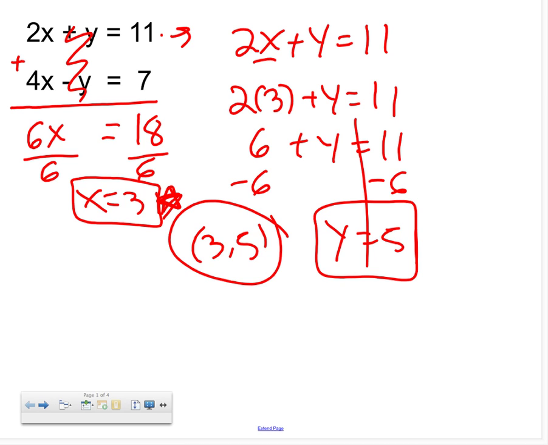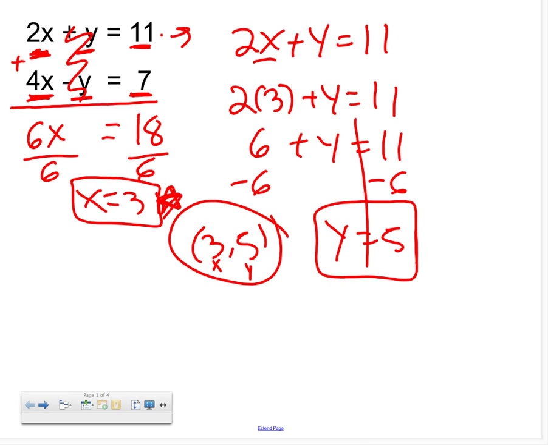If you want to check your answer, you can plug in 3 and 5 for the x and the y into the original equations and see if you get a true statement. So for example, 2 times 3 is 6. 6 plus 5 is indeed 11, so that one works. 4 times 3 is 12. 12 minus 5 is indeed 7, so that also works. So that's a way you can check your work to make sure you're getting the right answer.